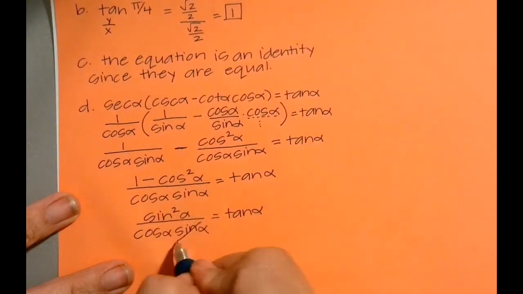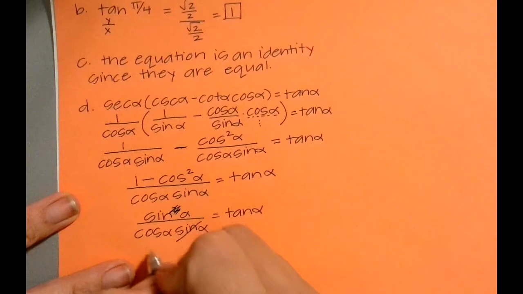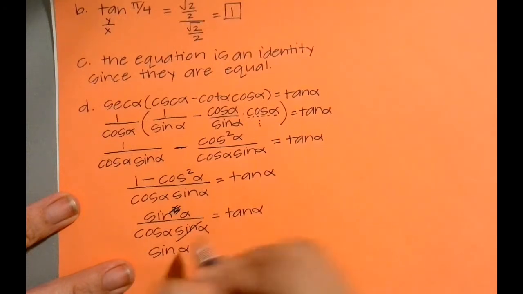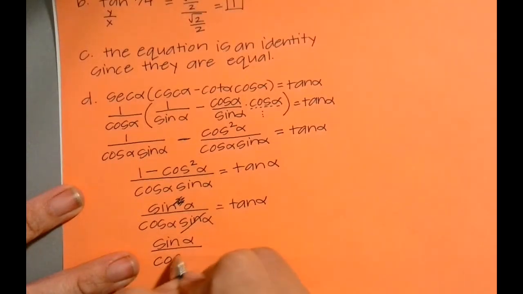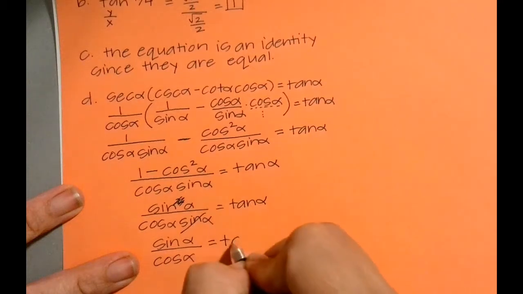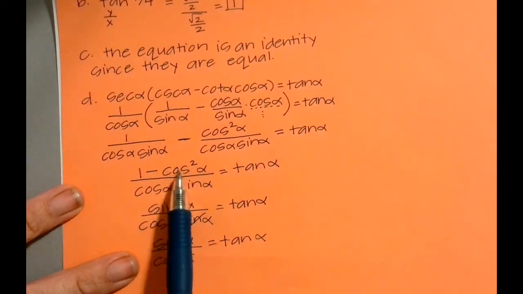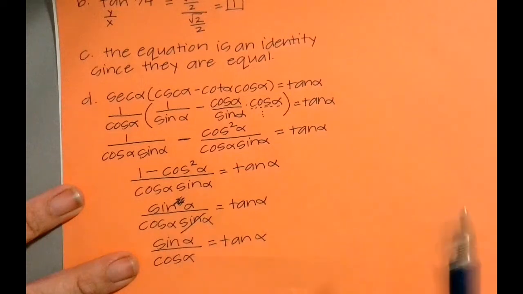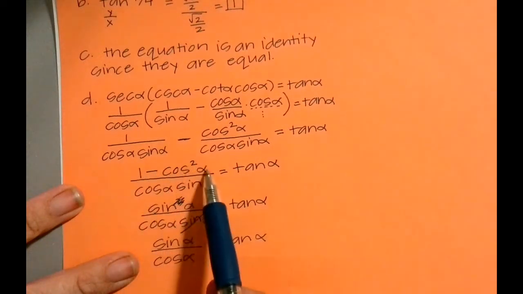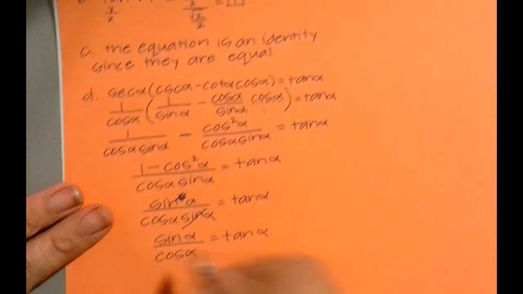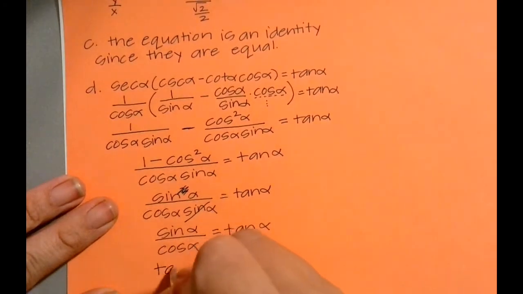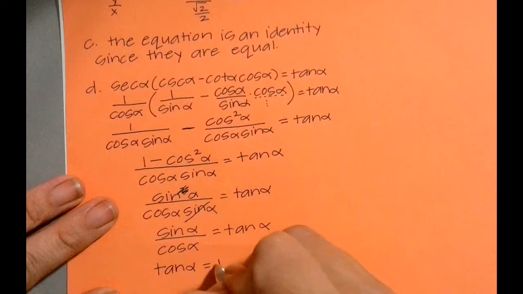And then this sine cancels with that. And so then I have sine alpha all over cosine alpha equals tangent alpha. And remember, from this step to this step, this is just a trig identity. It's on your sheet. Another way to write 1 minus cosine squared alpha is sine squared alpha. And then sine alpha over cosine alpha is tangent alpha. So there's that one. Done.